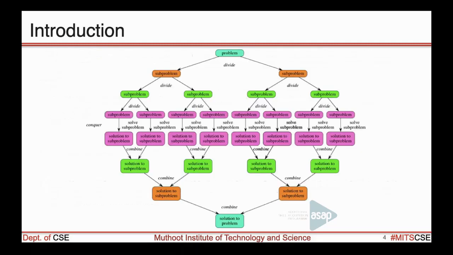So this is a diagrammatic representation of divide and conquer. You have a central problem that is divided into subproblems. The subproblems can again be divided into further subproblems. So we divide it again and find the solutions to the subproblems. Whenever we get the solutions to subproblems, we combine them so that the subproblem solutions are combined and finally we get the solution to our main problem. This is how we diagrammatically represent divide and conquer strategy.